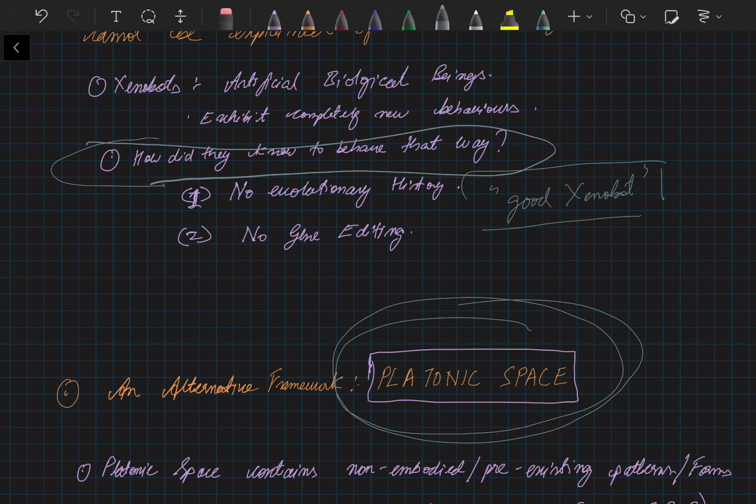You might have heard that mathematicians often say that they don't invent mathematics, they discover it. And so these mathematical truths, which include the geometric forms, the properties of prime numbers, the values of mathematical constants, exist in the Platonic space.